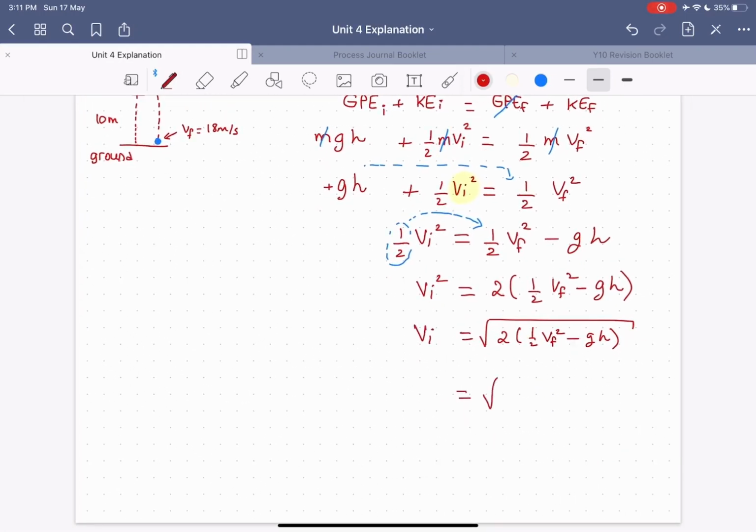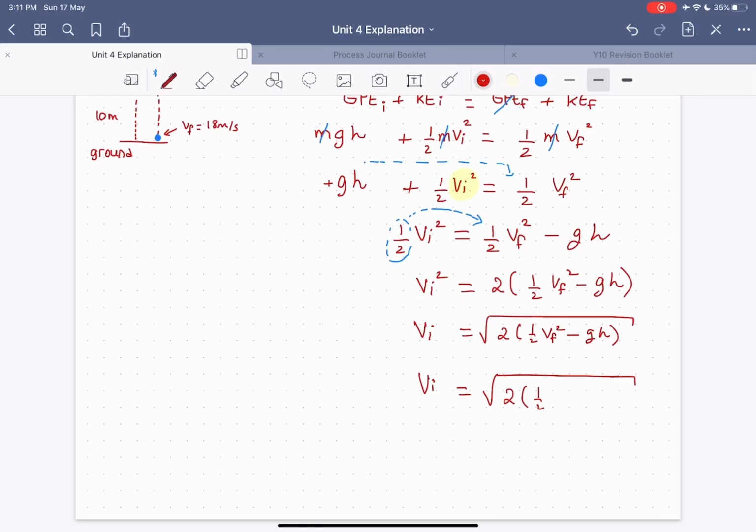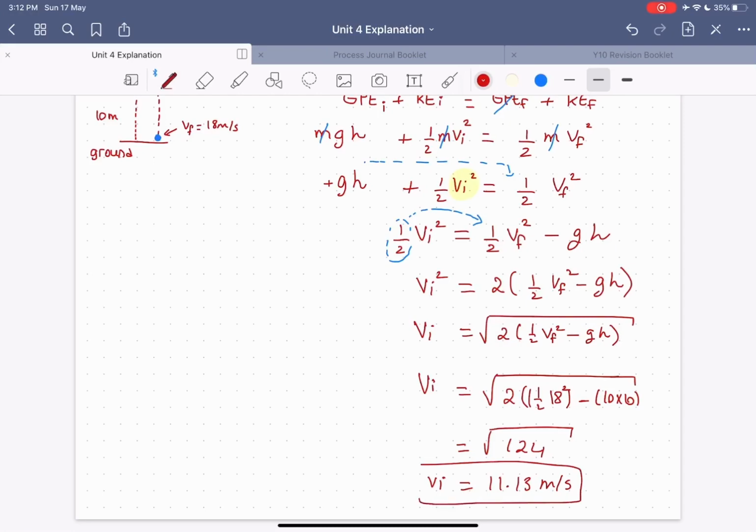Okay, so let's substitute now everything. 2 multiplied by half, the velocity is 18 squared, minus 10 times 10. And on the calculator you will get, so square root of 124 is 11.13 meter per second.